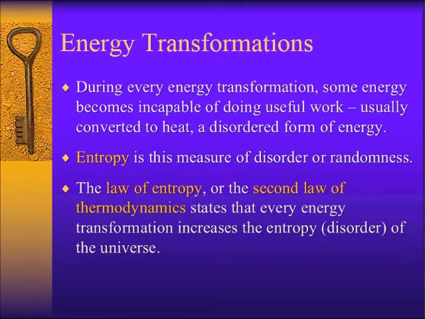Usually this is heat, like in the car example. This heat is a disordered form of energy. It's still energy, but no matter how much heat the gasoline produces, it's not going to make the car go any faster. This is energy that is essentially lost. We call that entropy. It's a measure of the disorder or the randomness or the loss of energy in our system. And so that law of energy, or the second law of thermodynamics, states that every energy transformation increases the entropy of the universe. We can't do anything about it.